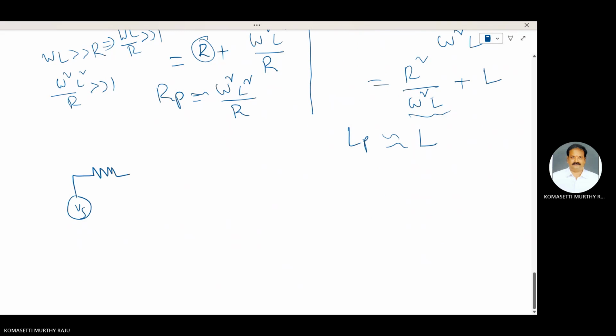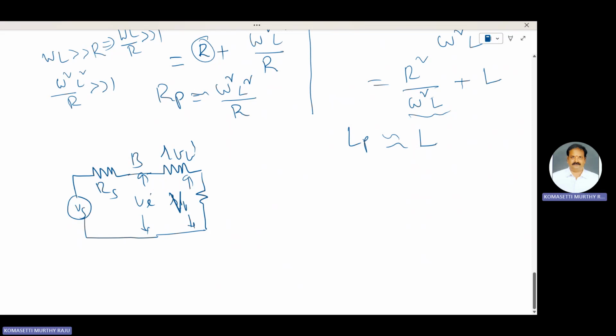VS, RS, VI, B, RBB dash, this one is VB dash E, RB dash E. Input side capacitance here is CA. Dependent current source here is dependent current source GM, VB dash E.